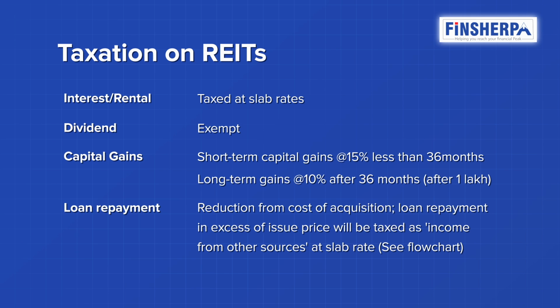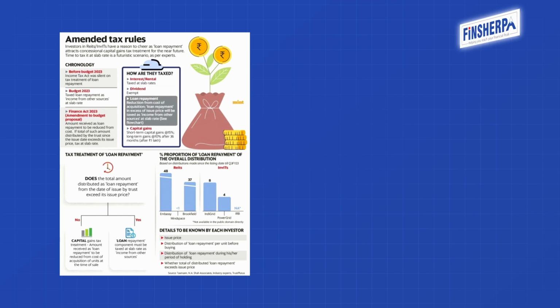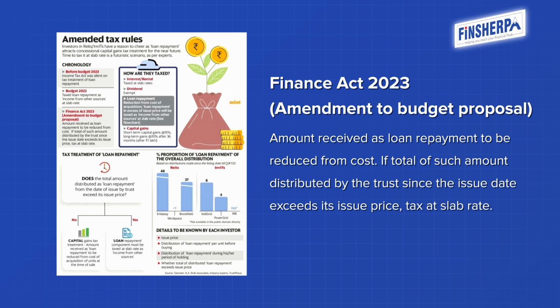But the moment the loan repayment exceeds the issue price of the units, then the income will be charged as income from other sources in the hands of the investor. Now, this new regulation came about in the budget of 2023, which said that amount received as loan repayment, once it is reduced from the cost, if such amount is distributed by the trust and it exceeds the issue price, then it will be taxed at the maximum marginal slab of the investor.